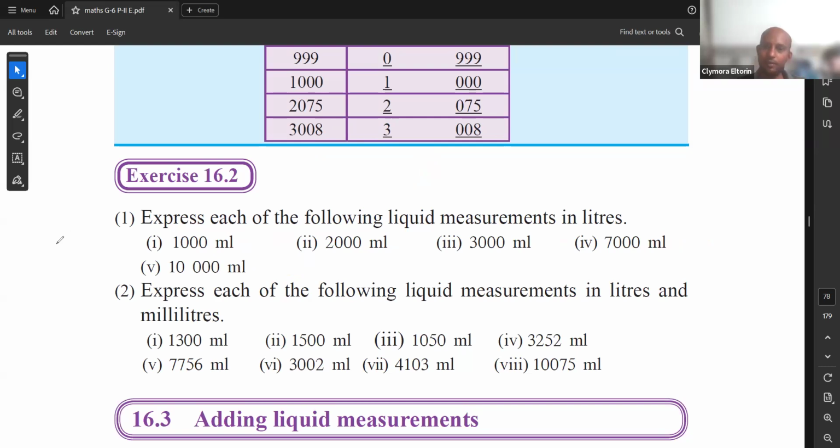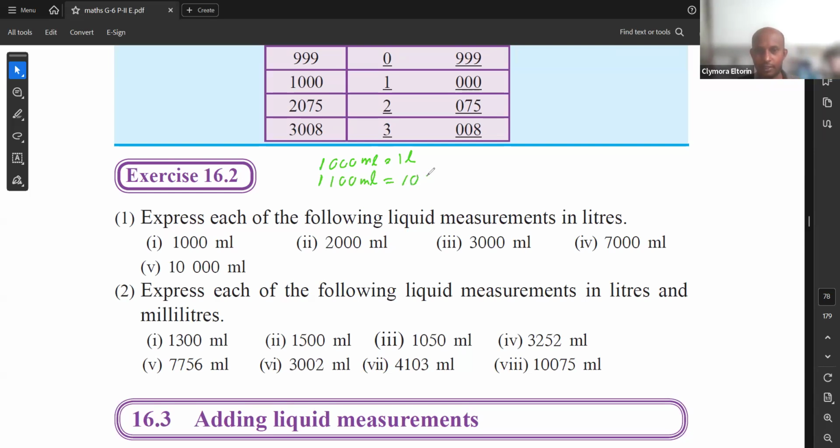for question number 2. If they give us 1,000 milliliters, we know that it's equal to 1 liter. If they give us 1,100 milliliters, then how can we write that? How many liters are there? There are two methods for this. You can write like this.